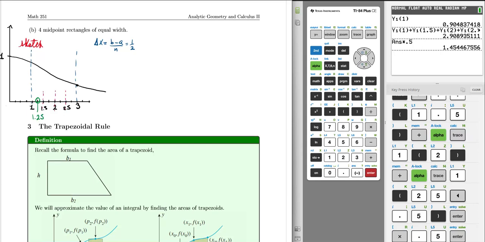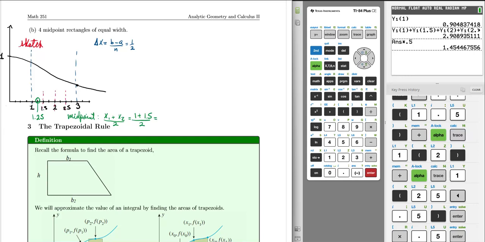Now for this problem it was easy to see that it was 1.25, but what if we're dealing with other subintervals and it's not as easy to see? Well, remember that you can always calculate the midpoint by adding the two x's and then dividing by 2, essentially finding their average. So for this one, I'll put x1 plus x2 divided by 2. So for example, in this particular subinterval, our x1 was 1 plus 1.5 divided by 2.